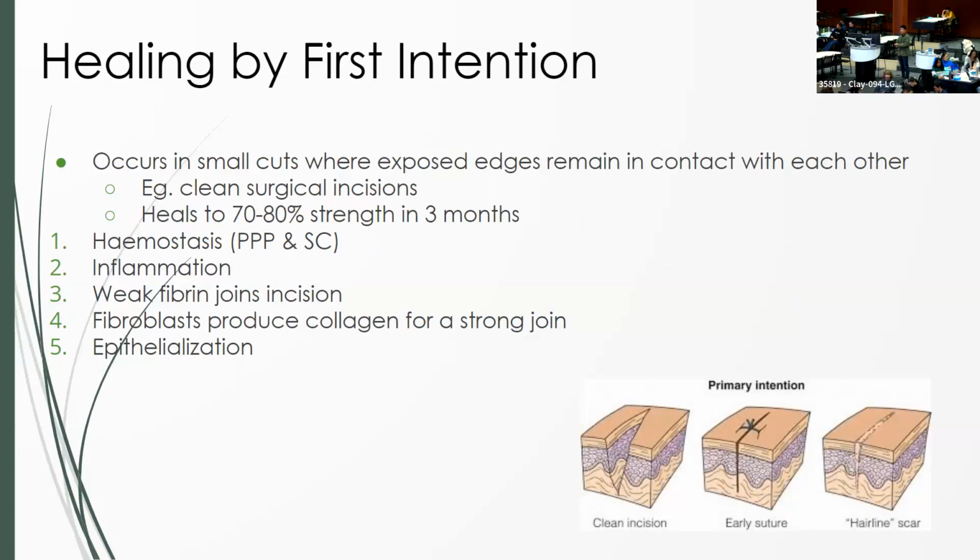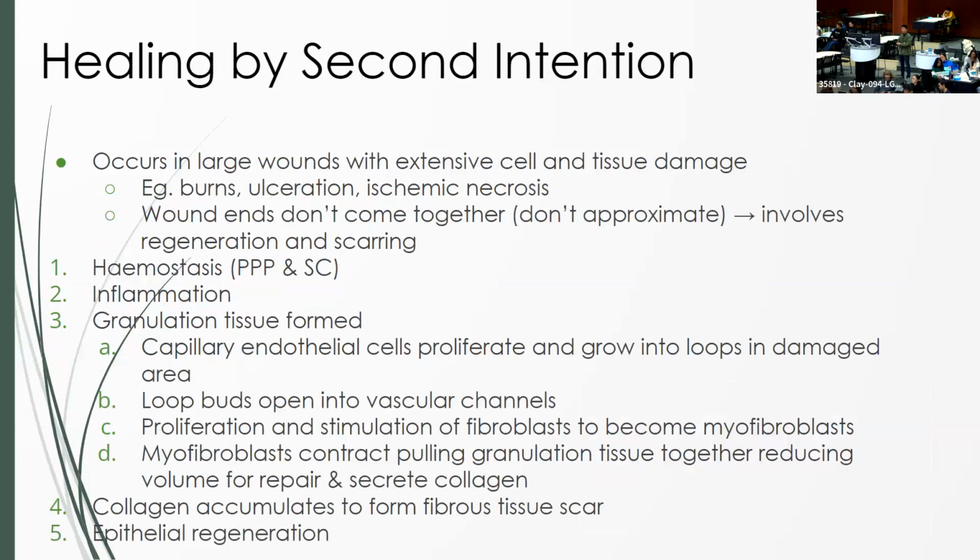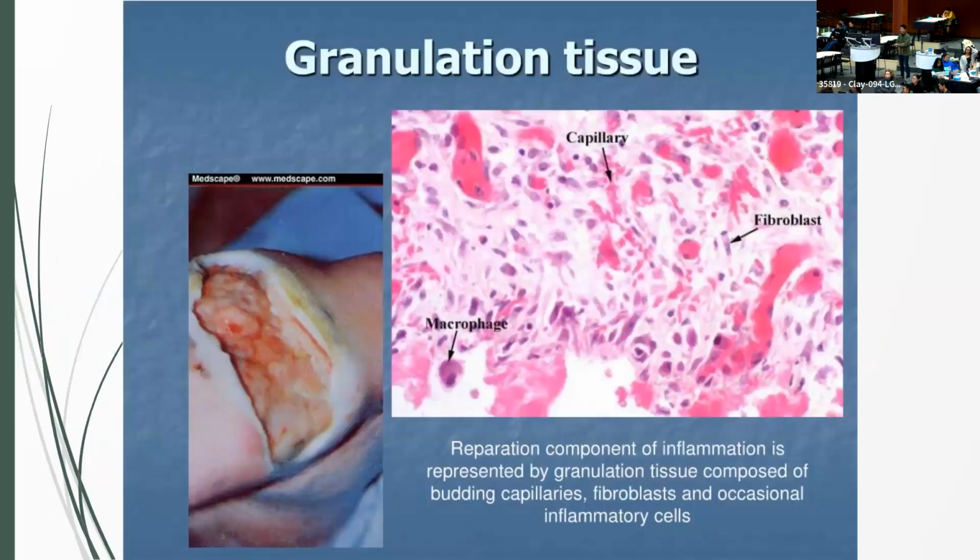So first intention is the first thing you try. If it's a small cut, it just grows back together really nicely, like a clean surgical cut, or if you cut yourself with a sharp knife, it will heal nicely. But second intention is really bad because it no longer approximates and you're going to need to use the fibroblast.